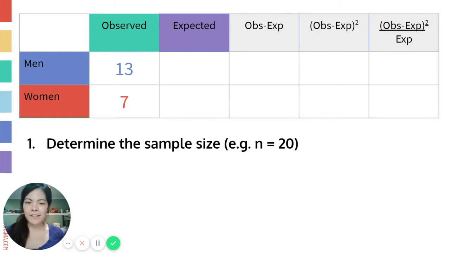The next step to figure out the rest of the table is first to figure out what your sample size is. So in our example, we were counting up 20 citizens, 20 people. So our sample size is 20 people. If you have trouble with your short-term memory and you forgot that that's what our sample size was, you can also figure this out by adding up the number of people that you actually observed. So if there were 13 men and 7 women, that's a total of 20 people. So your sample size is 20.